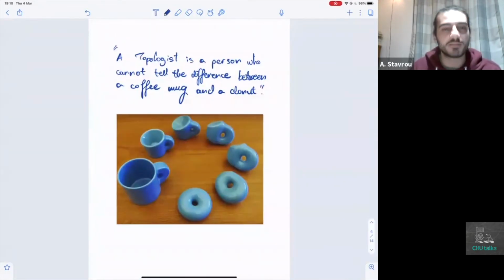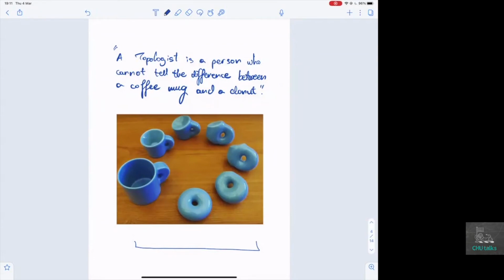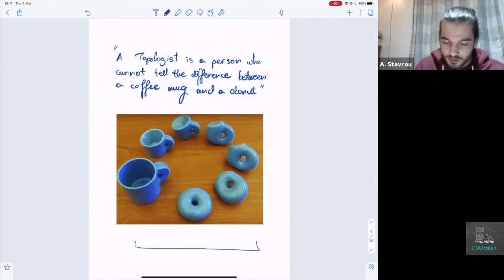So if everything is made out of elastic materials, this is a common joke, that a topologist is a person who cannot tell the difference between a coffee mug and a donut. And this is a visual representation of that joke. Because if you allow it to be made out of plasticine, then you can deform one into the other. Right. So then, what do we have?